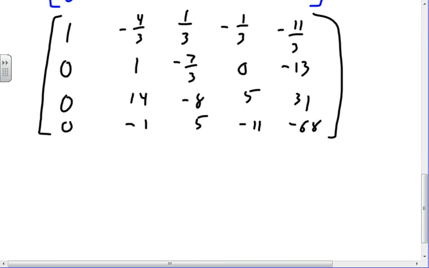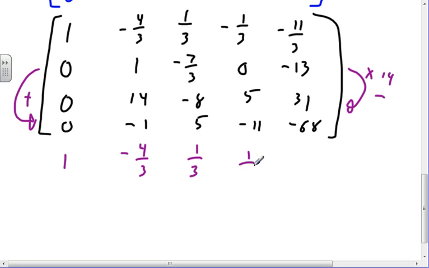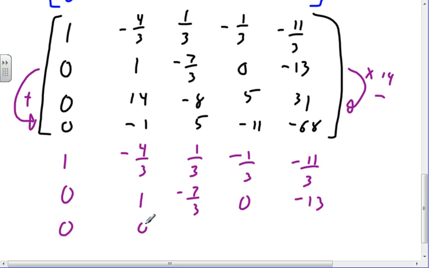Luckily, I never run out of paper. All right, well, I want this guy to be a 0, so I'm going to go times 14, and I'm going to subtract. And I want that guy to be 0, so I'm just going to add. 1 minus 43, 1/3, 1/3 with a minus sign, minus 11 over 3, 0, 1, 7 over 3, 0 minus 13. Okay, I'm going to modify by 14 and add. 7 over 3 times 14 minus 8.